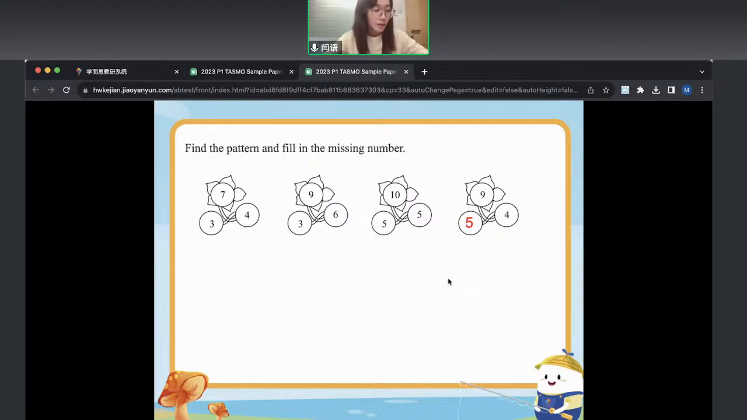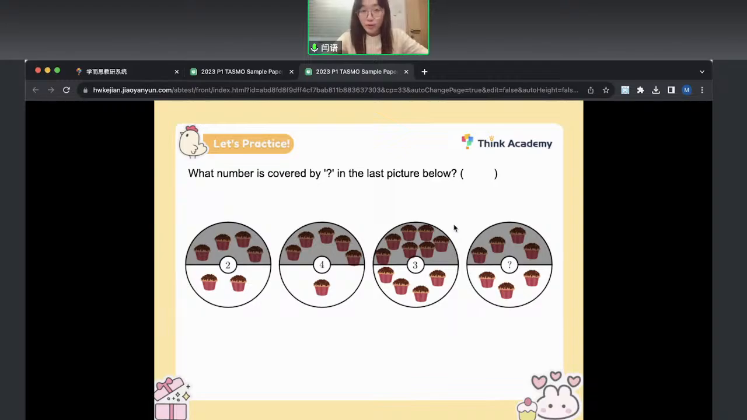Yeah. So one more question for you, everyone. Let's have a look. What number is covered by question mark in the last picture below? Okay, so here, everyone, I give you some time to observe the pictures. Try to find the pattern. What is it? Try to find the pattern. You'll find it. What is the missing number here?